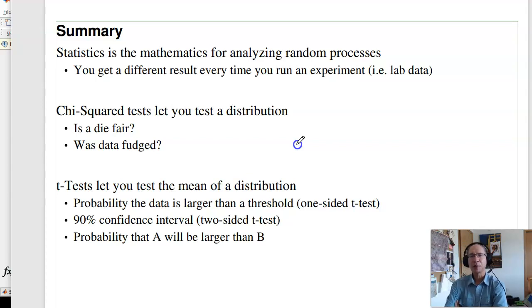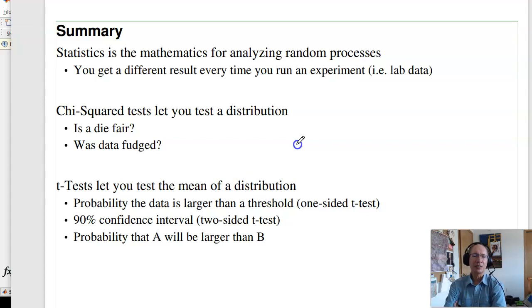It's the probability that the data is larger than a threshold. That's a one-sided t-test. It can give you the 90% confidence interval. That's a two-sided t-test. And it gives you the probability that A will be larger than B. That's creating your new variable W. Again, that's just some of the tests you can use in statistics.